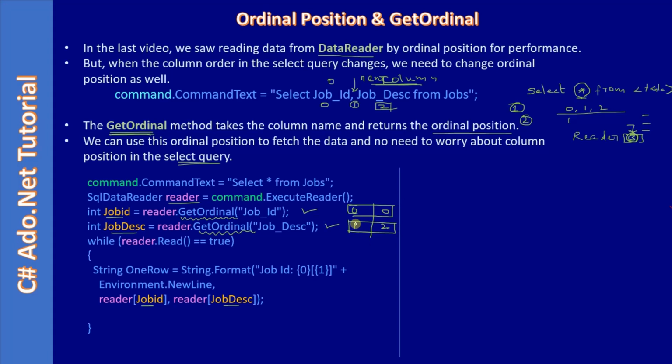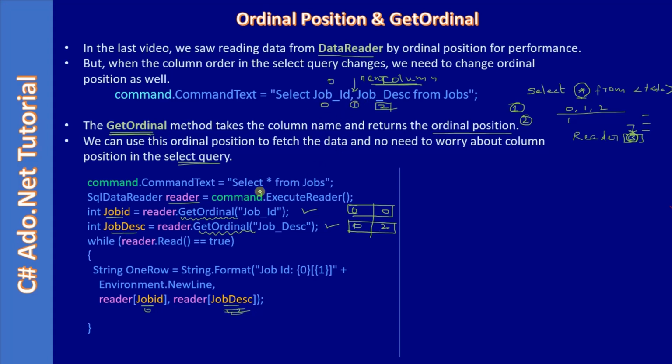I mean job ID is still 0, no change in job ID, but job description has the ordinal position of 2. So it will be 1 or 2. 1 means before introducing the new column, and 2 is after introducing the new column. So you can see how the job description will give us the position dynamically based on the change in the query.